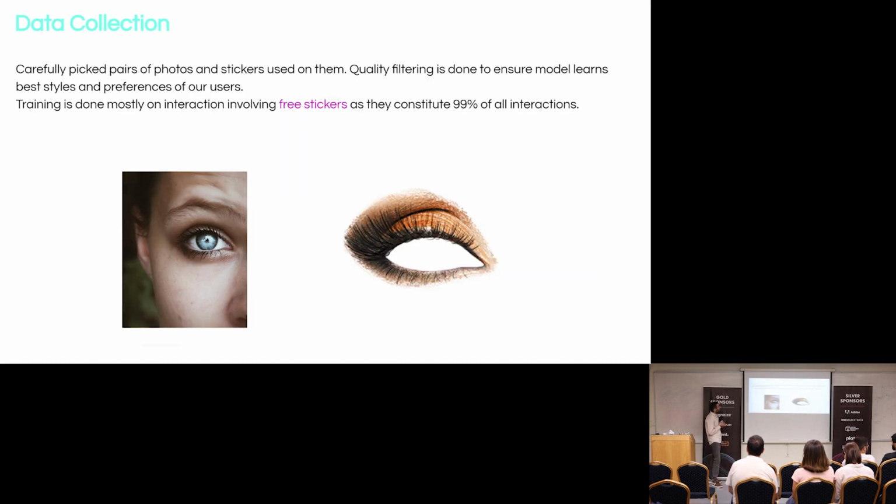So let's talk about data collection, what the data should look like. Data is pairs of photo and stickers, carefully picked. And this is an actual example from training data. What proved to be the most challenging part was the data curation, because for many months we couldn't get good results, and we had to do filtration. We had to get rid of 99% of the data to get good results. We did very strict filtration.